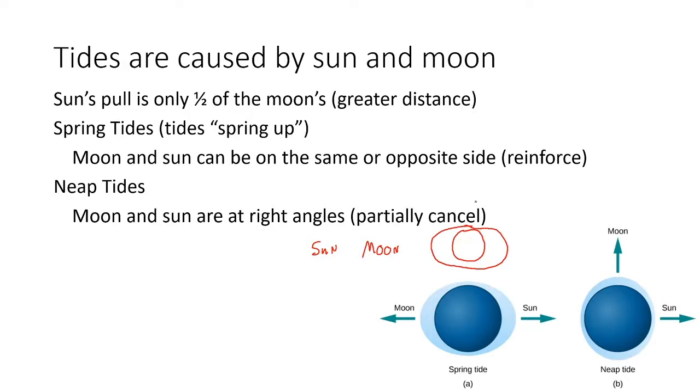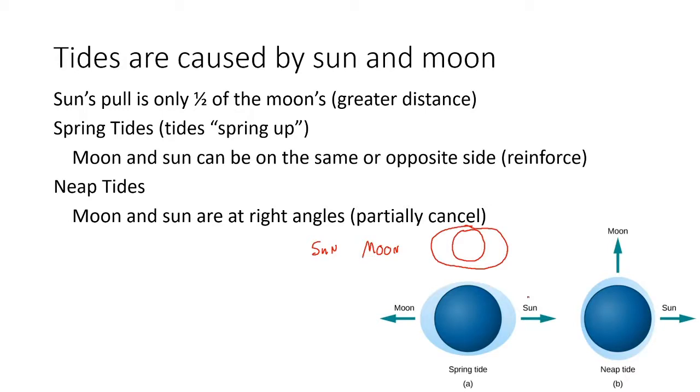So spring tides do not have anything to do with spring, the season of spring. Because think about it, as we said not too long ago, spring can be different in the northern and the southern hemisphere. Spring can come at different times. Spring tides are tides that are very high because the tides spring up. So if the sun and the moon are on the same side or opposite sides, they actually reinforce this tidal bulge and they pull on the water more.